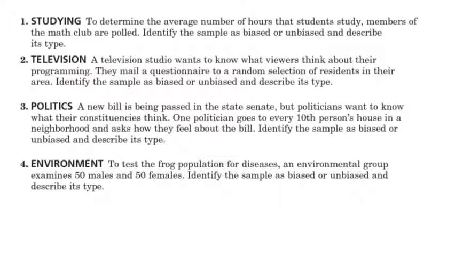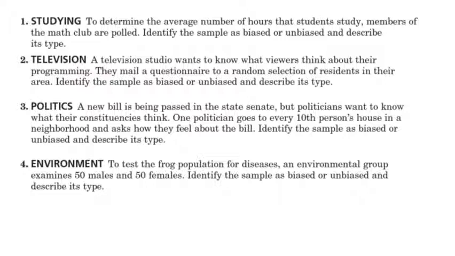So what we're going to do is look at these 4 scenarios. We're going to decide, is it biased or unbiased? And then we're going to describe its type. So its type is either simple random, stratified random, systematic random, convenience, or voluntary response. So let's look at example 1. To determine the average number of hours that students study, members of the math club are polled. Identify the sample as biased or unbiased and then describe its type.